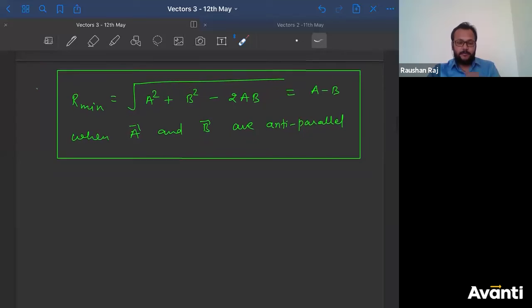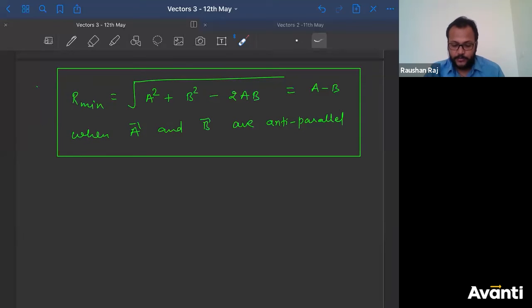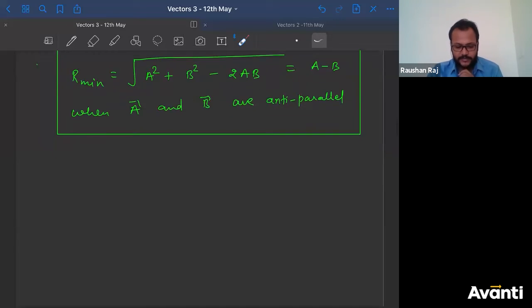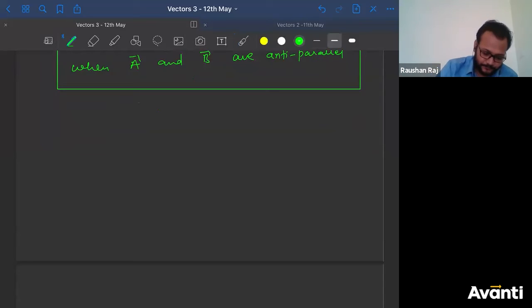So the maximum value is A plus B and the minimum value is A minus B. We get the maximum value when they are parallel to each other, and the minimum value when they are anti-parallel or opposite to each other. Very good, sir, enjoyed it. Let's move ahead and see a special case.